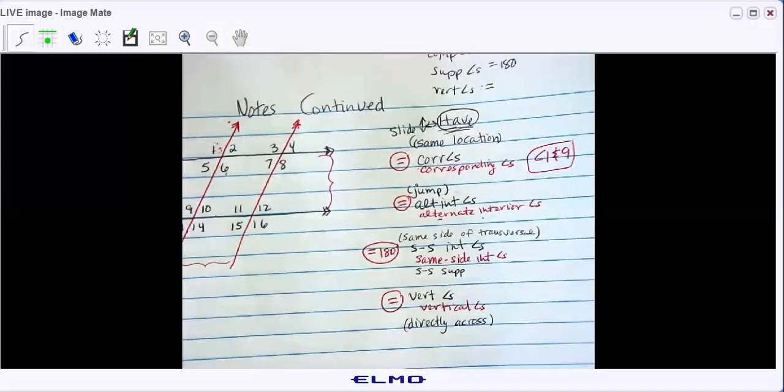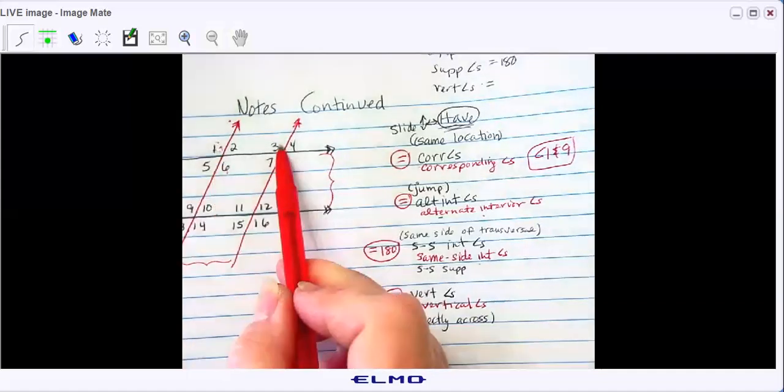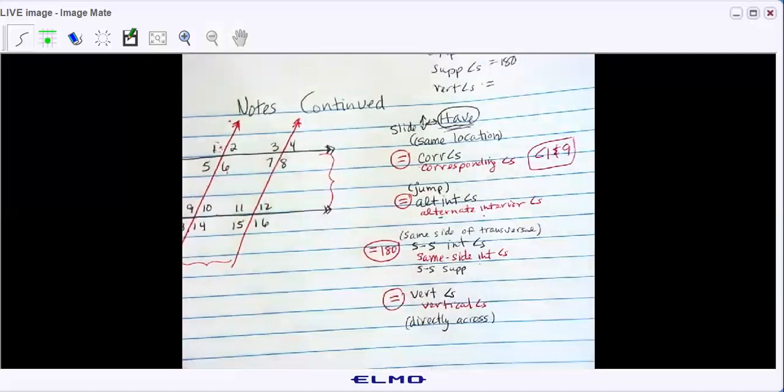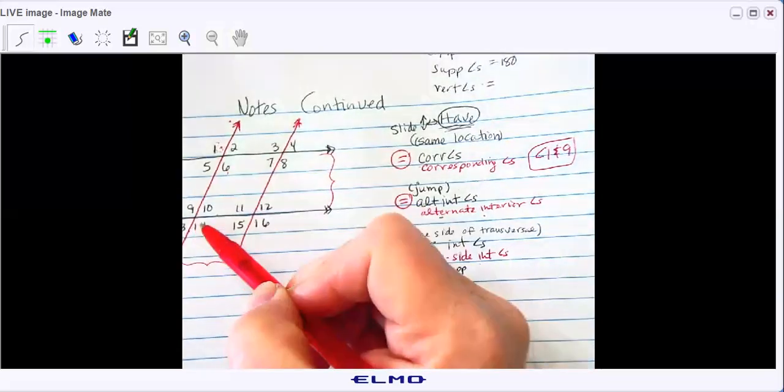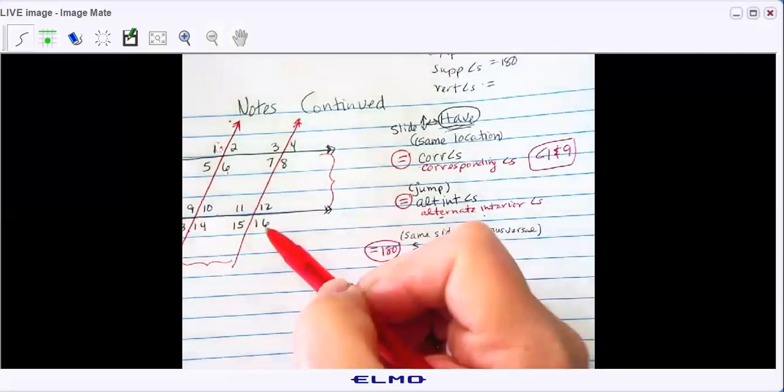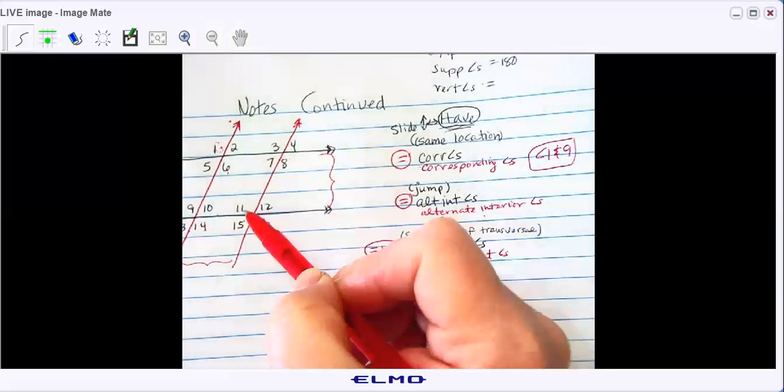You could have also had angle 1 and angle 3. If we slid to the right, we would have angle 1 and angle 3. Those would also be corresponding. There's all sorts of corresponding: angle 6 and angle 14, angle 8 and angle 16, angle 3 and angle 11. They just have to end up in the same spot. Okay. Alternate interior angles. So let's look at angle 8.